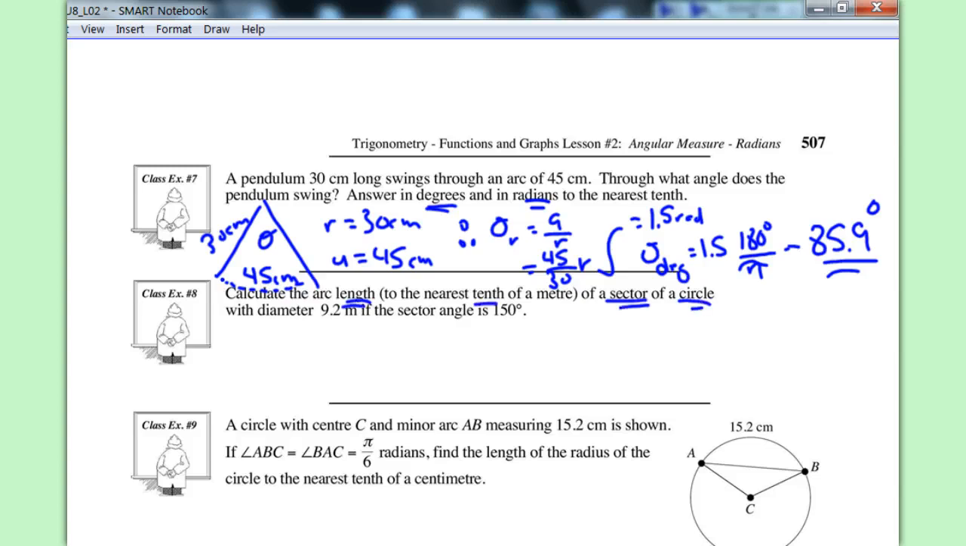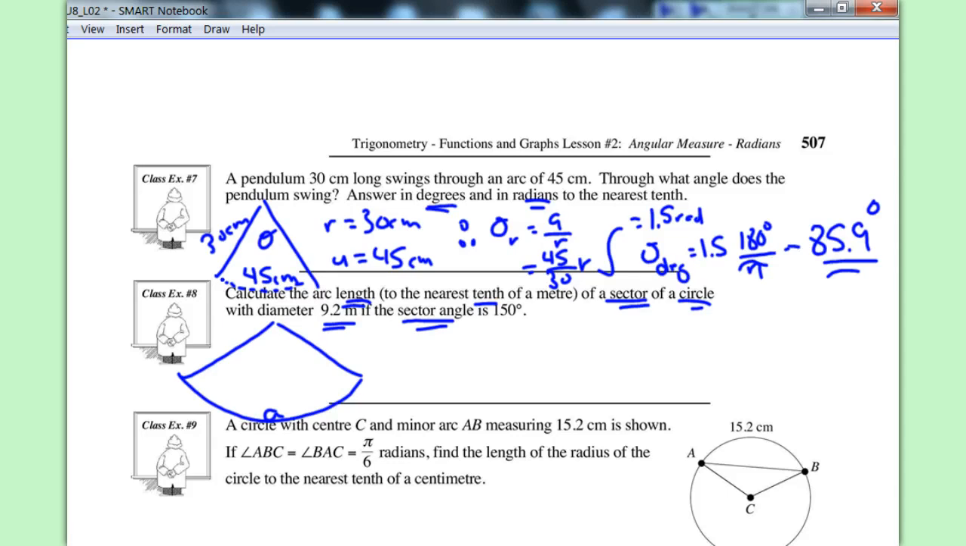of a circle with a diameter of 9.2 and a sector angle of 150 degrees. Well, we need to draw a picture of that. What is that talking about? Okay, so I'm drawing it. A sector of a circle is like a chunk of a circle, like a piece of pie, you might say, right?